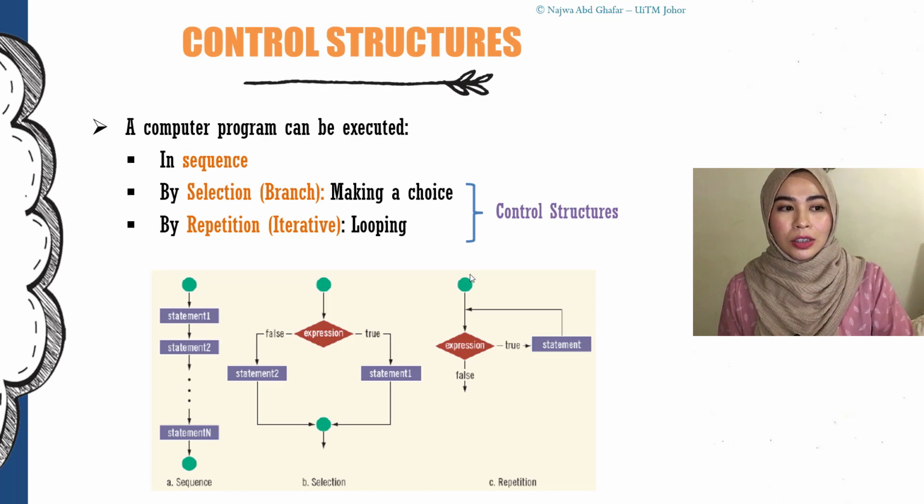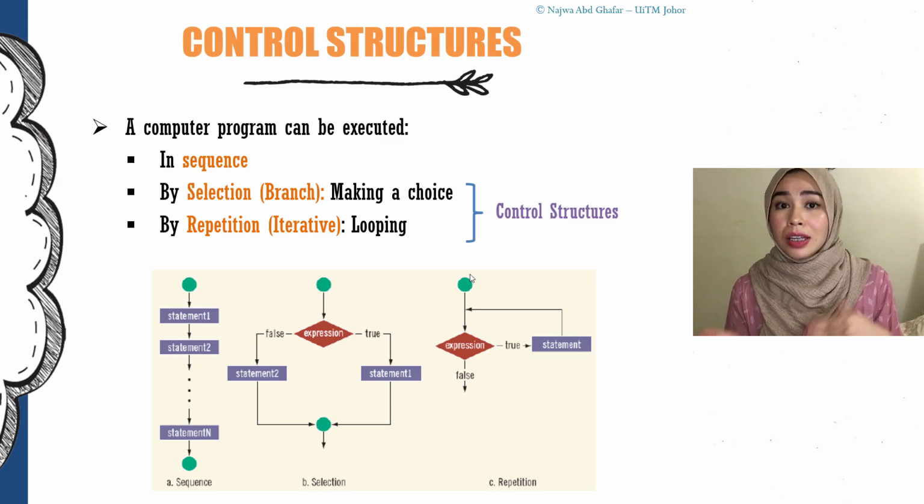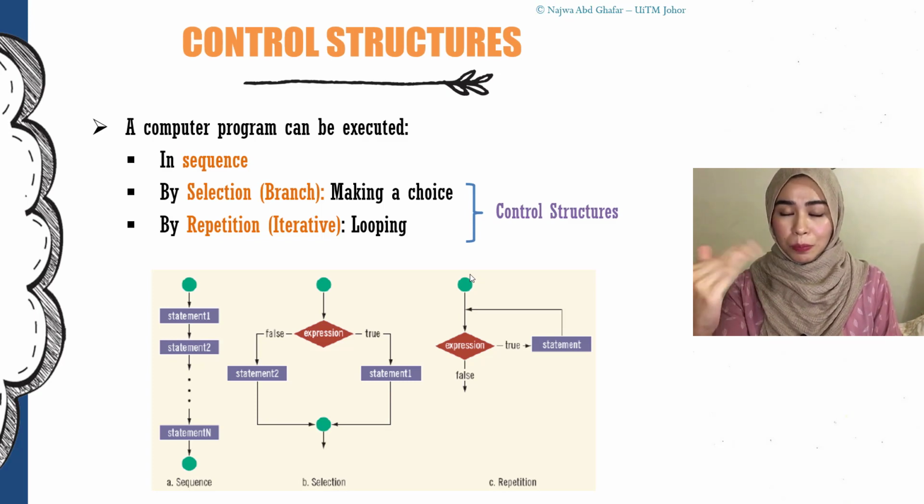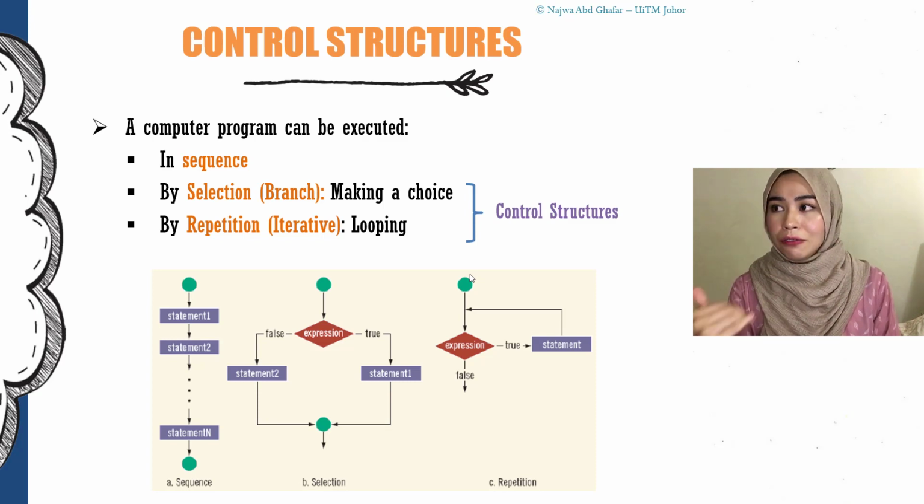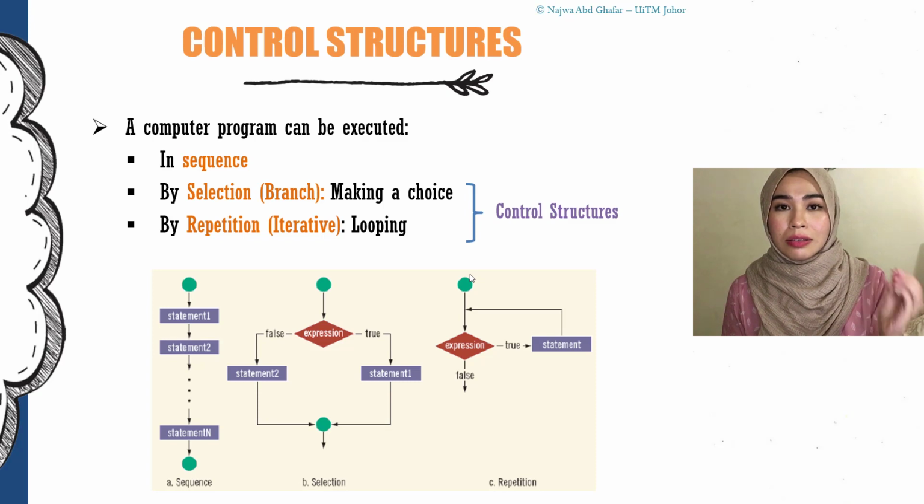Okay, so if you take a look here, a computer program can be executed either in sequence, meaning that we don't have any selection, we don't have any repetition. The program will be very simple. But if you put in your program if else, things like that, you put in decision. That is when inside your program you can make selections. So when you have selections, things like if else, you are allowing the program to make decisions.